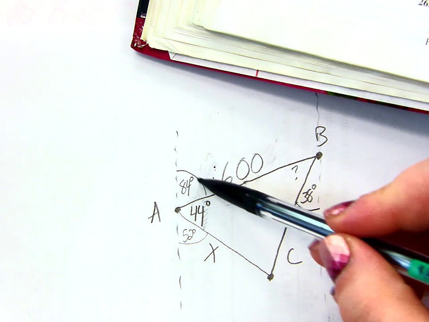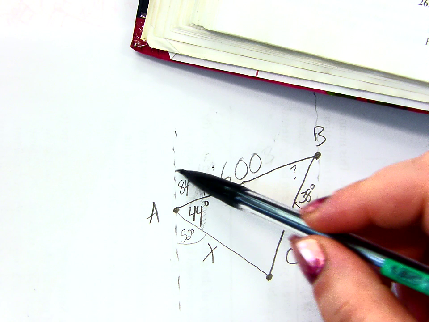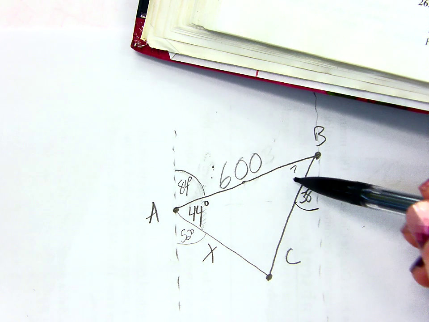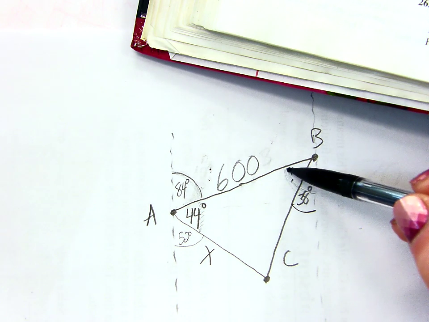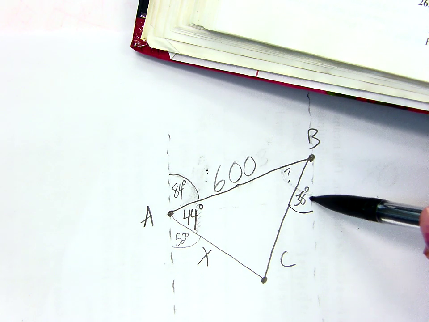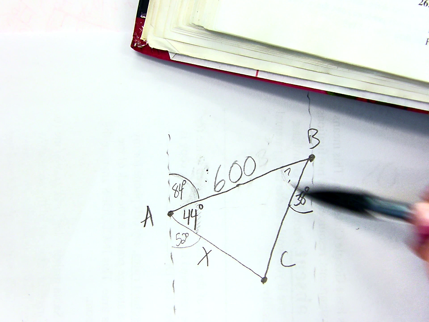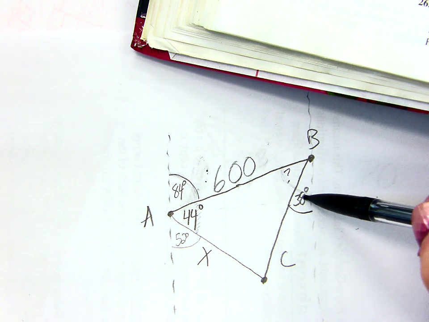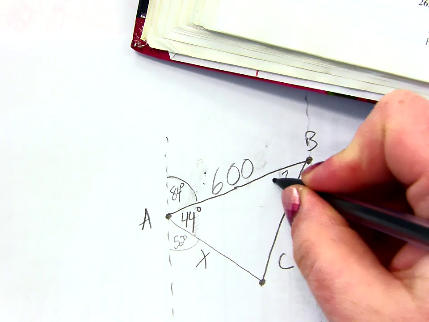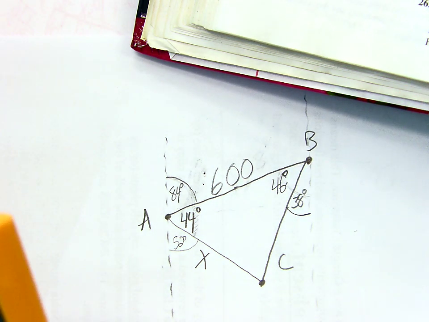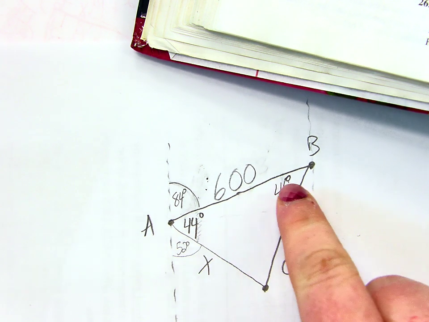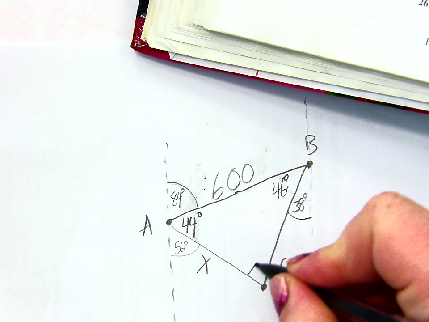Well, here's what I do know. This one's 84, and it does have an alternate interior. Wouldn't it be this whole one? If this is 84, so would this be. So if this whole thing is 84, can't I find that? Yeah, I would do 84 minus 38, and I get 46. Oh, that's what I thought. Now I can confirm if that's 44 and that's 46, this one has to be 90.